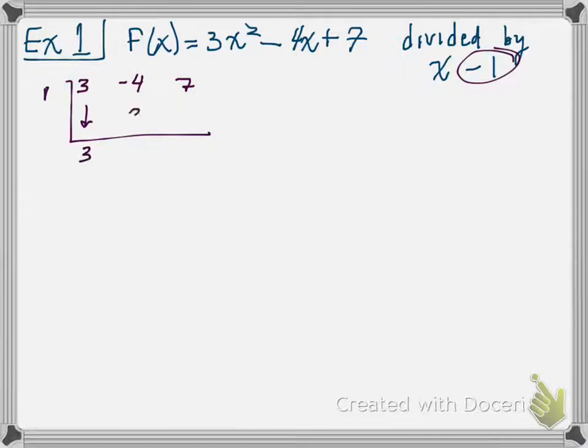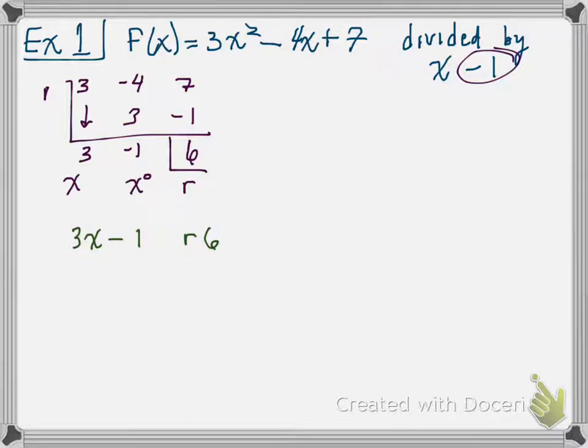Quickly, if I do my synthetic division, multiplying 1 times 3, I get 3. Adding here, I get -1. Multiplying 1 times -1, I get -1, which when I add, I get 6 here. And remember, this is the remainder. This would be the x to the 0 power term, and this would be the x term. So putting that all together, I get 3x minus 1 with a remainder of 6.